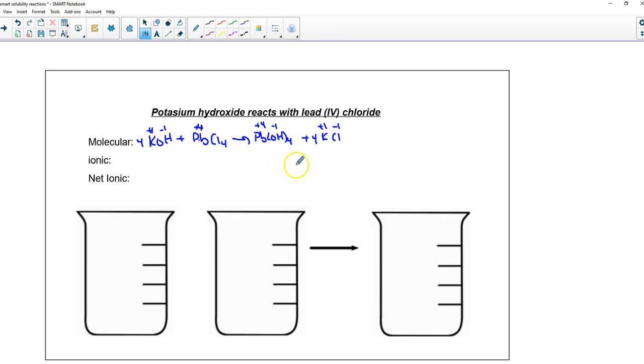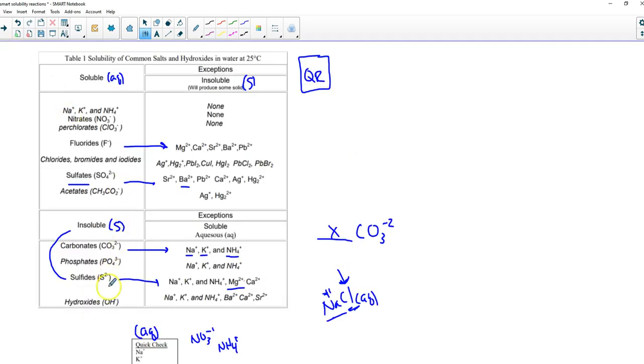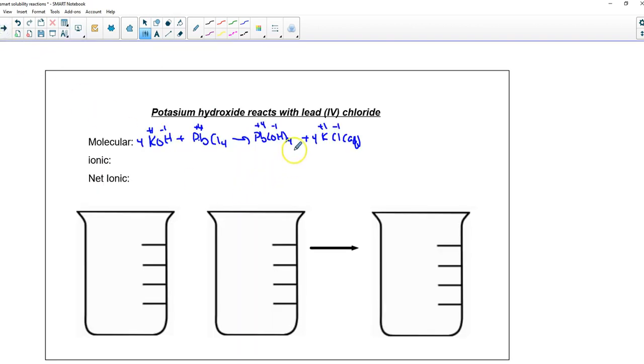Okay. Let's go to our solubility chart. What do you know about hydroxides, potassium, chloride? We have a quick check here. Potassium is here, a quick check. This one's going to be aqueous. And I like the quick check because it allows me to get a lot done quickly. Hydroxides. Let's go to hydroxides. And hydroxides here, generally insoluble, and these are the exceptions. Lead, I don't see lead there, so this is just going to remain insoluble.